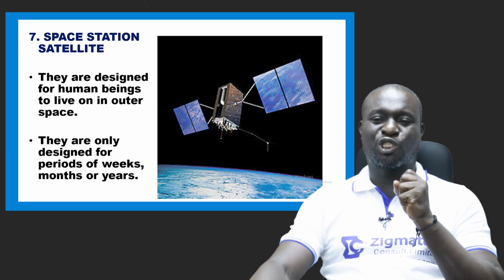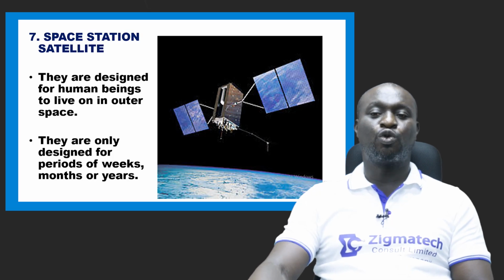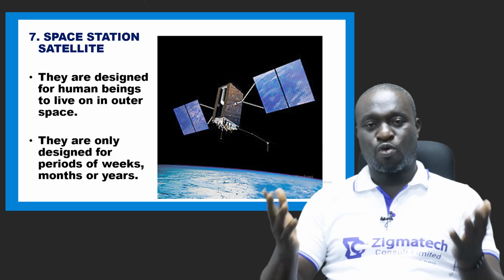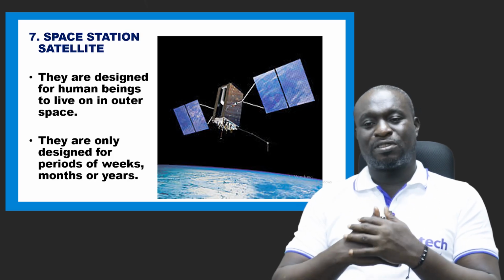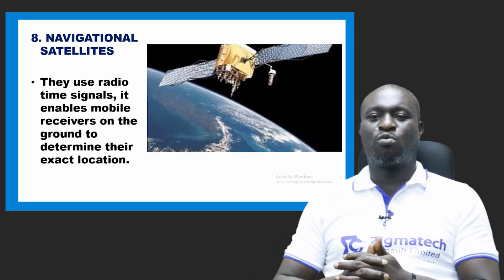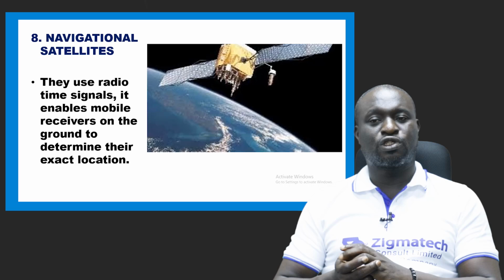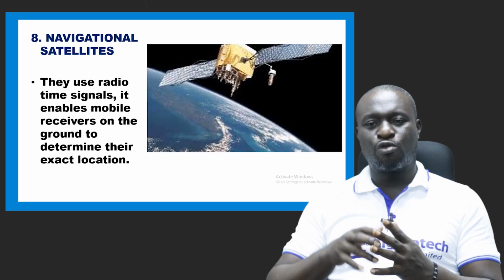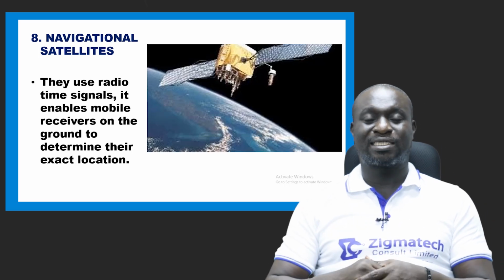And then we also have the space station satellite. The space station satellite is actually designed for humans to live on in outer space. So humans inhabit there, make one or two discoveries and all that. They are only designed for periods of weeks. Some persons stay there for months or even years, all right? Not a permanent stay. Then we also have the navigational satellite. Now, navigational satellites use radio time signals and enable mobile receivers, like in your phone and all that, on the ground to determine exact locations.